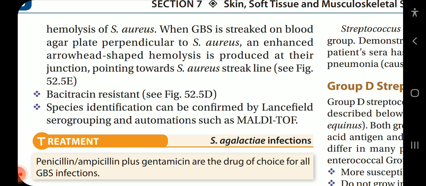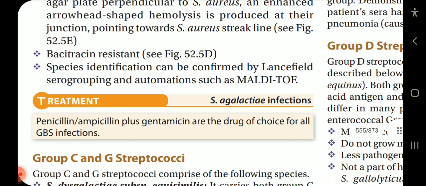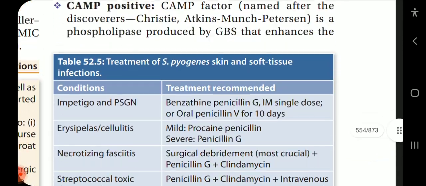Bacitracin resistant. Species identification can be confirmed by Lancefield serogrouping and automations such as MALDI-TOF. Treatment: penicillin or ampicillin plus gentamicin are the drug of choice for all GBS infections.